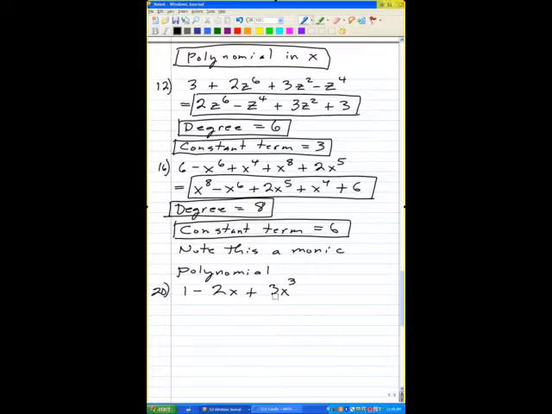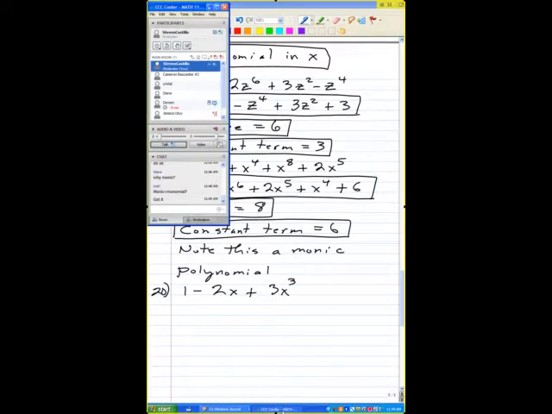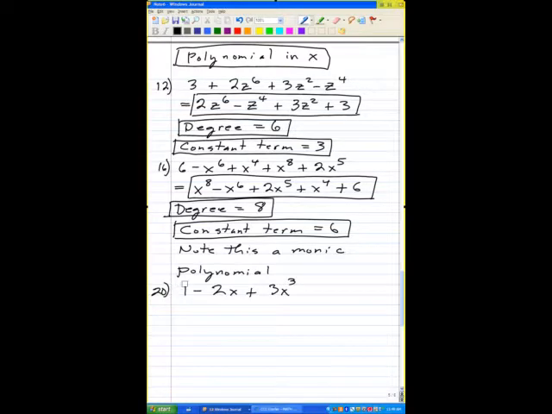So let's count the number of terms. If I count the number of terms as 1, 2, 3 terms, therefore this is a trinomial, because there are 1, 2, 3 terms. The degree of this polynomial, well, I look at the highest power. The highest power in this case is 3.